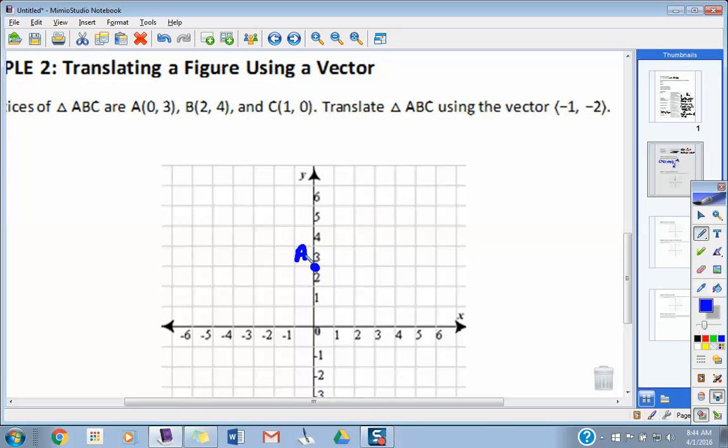How do you get to B? I'm going to go right 2 and up 4, right there. That's B. And where's point C at? Over 1. Now, do you all see the triangle we form right here? If you want to go ahead and sketch that, go ahead and do that. Oh, now my dotted lines show up. Stinker.